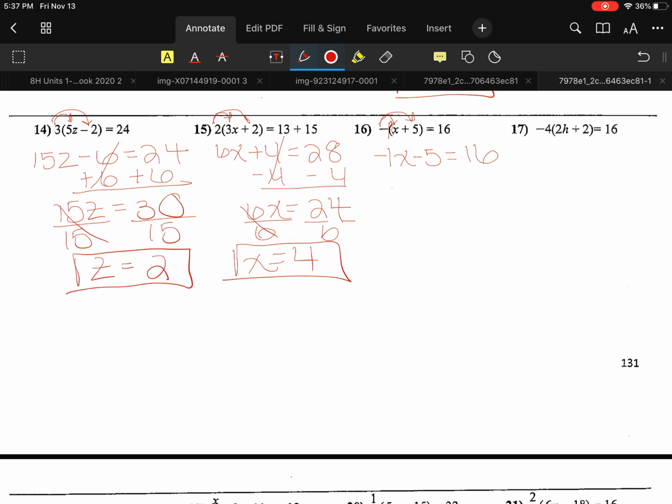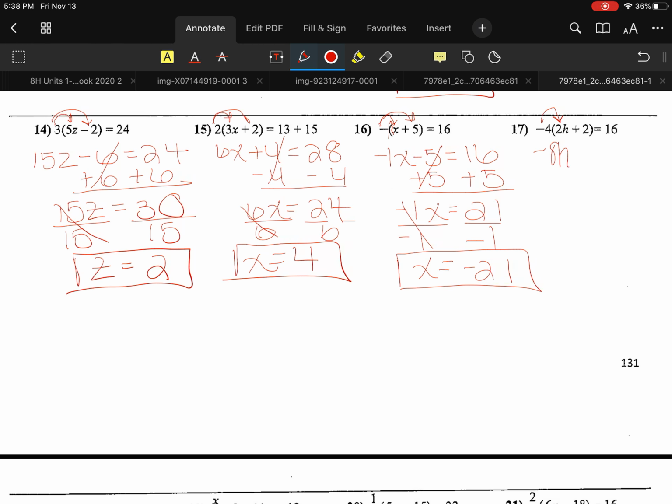Remember, when you have a negative on the outside, it changes all the signs on the inside to their opposites. So that plus 5 is now a minus 5. I'm going to add 5 to both sides. Opposite operations, inverse operations. Negative 1x equals 21. In order to get rid of the negative 1, I'm going to divide. X equals negative 21. Hopefully you're doing well with all of this.